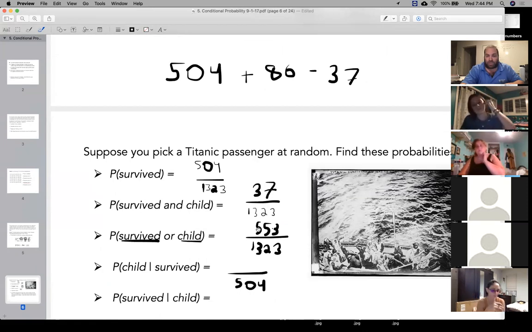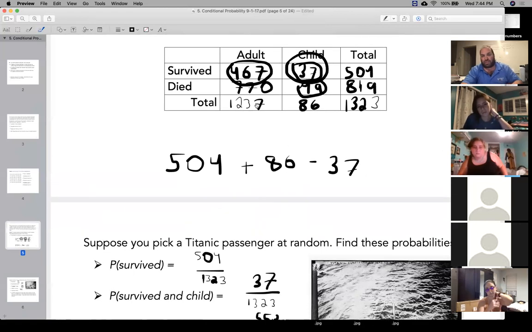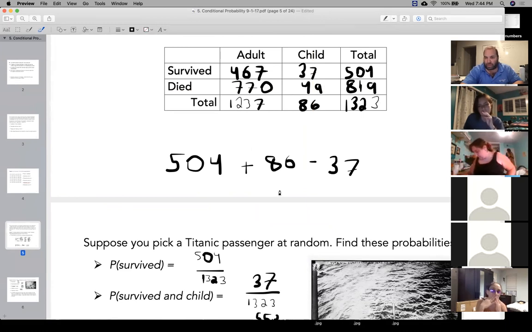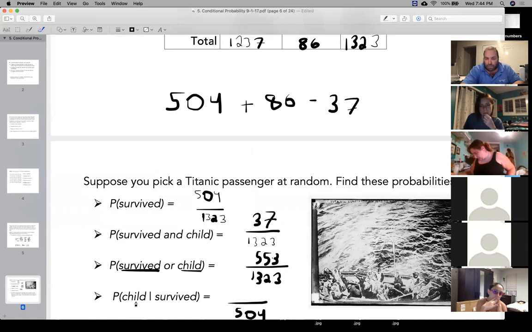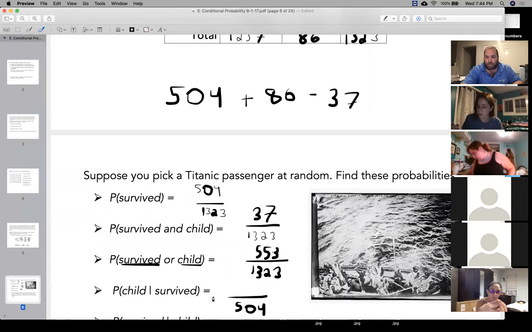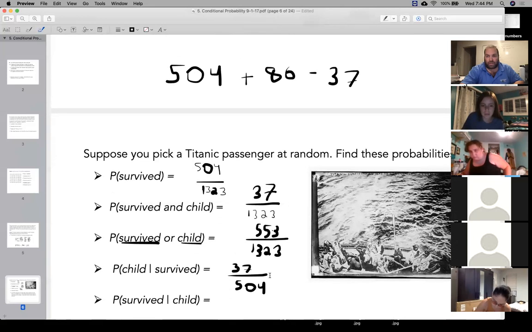Now, I want you to mentally or physically cover the second row, because we're not considering that for this problem. We're only considering the 504 that survived. Of those 504, how many were children? 37. So the probability of being a child, given that you survived, is 37 over 504. Now, do the next one on your own. The probability of surviving given that you're a child.